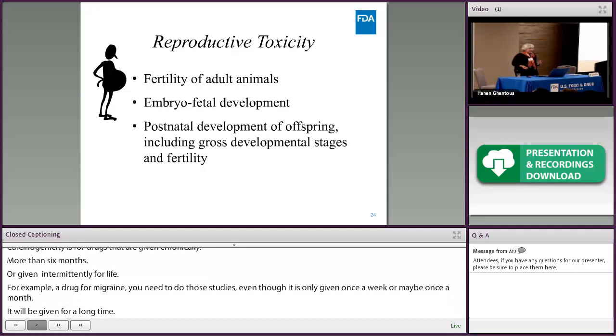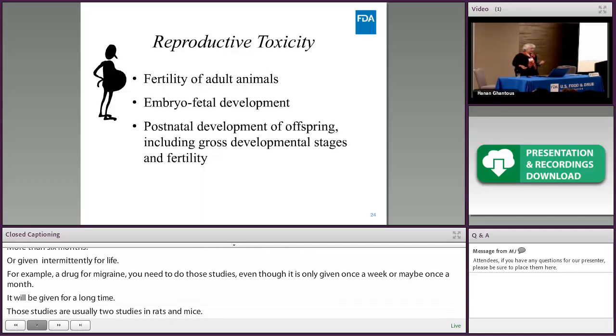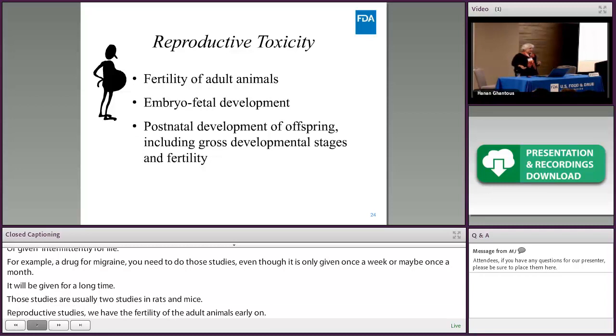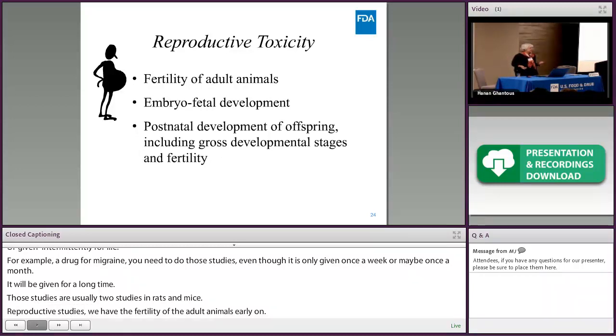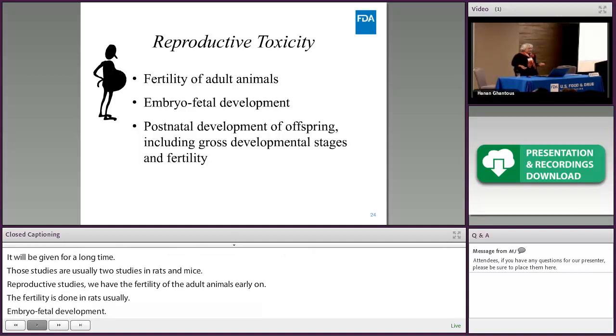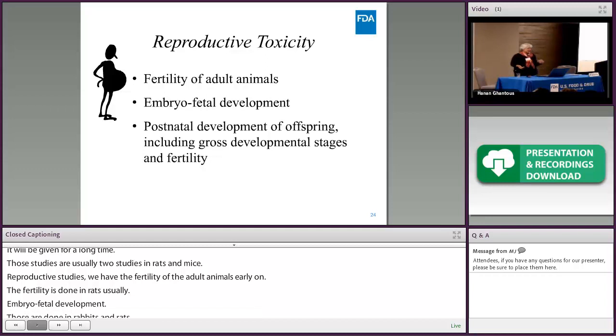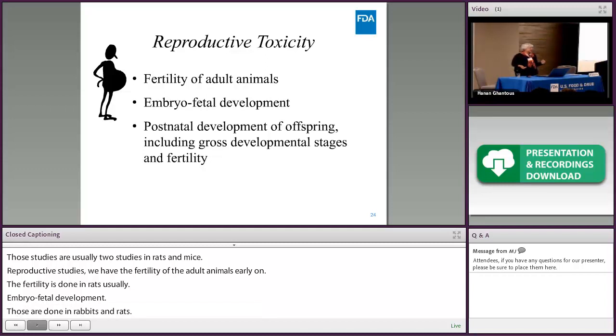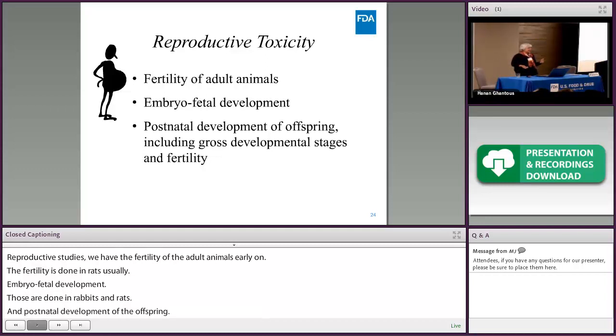Repro studies, we have 3 different studies. The fertility of the adult animal, this is done early on. Fertility is done in rats usually. Embryo-fetal development, these are the teratology studies, and they're done in rabbits and rats. And the postnatal development of the offspring, and this is done in rats. The first 2 are usually done during phase 2, and the last one in phase 3.